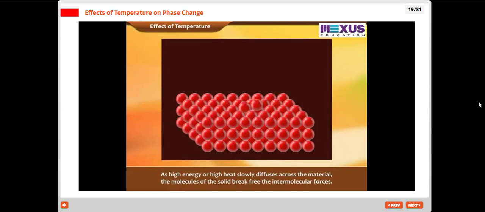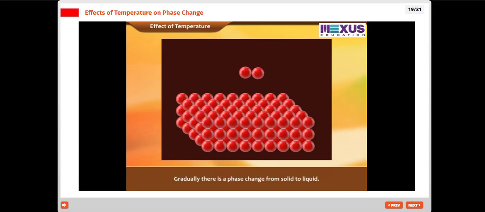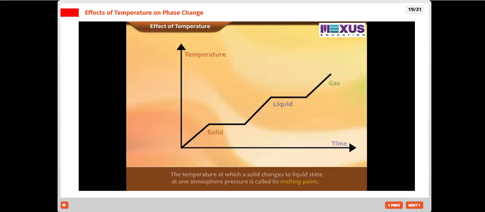As high energy or high heat slowly diffuses across the material, the molecules of the solid break free of the intermolecular forces. Gradually, there is a phase change from solid to liquid. The temperature at which a solid changes to liquid state at 1 atmosphere pressure is called its melting point.